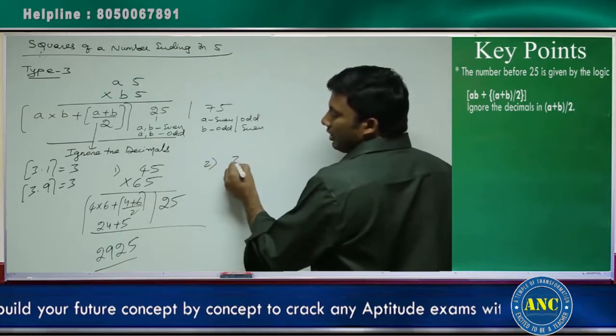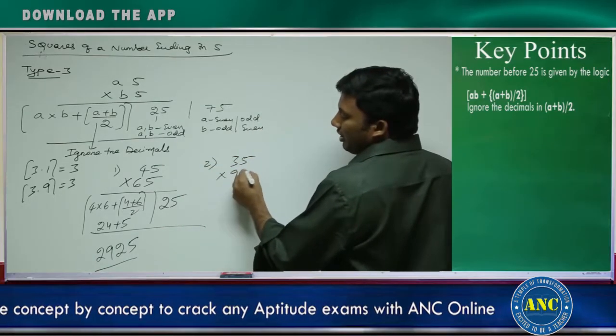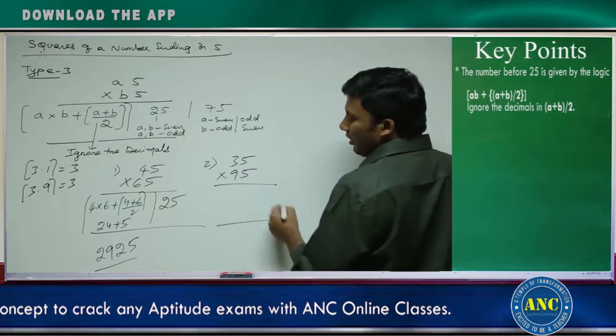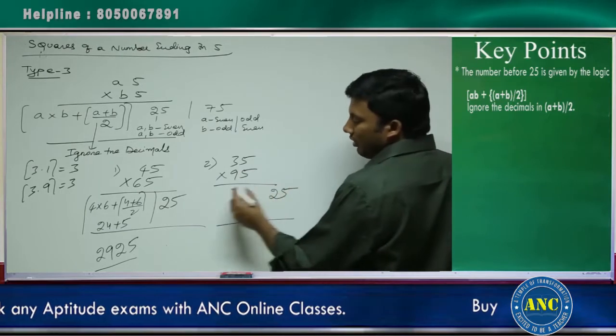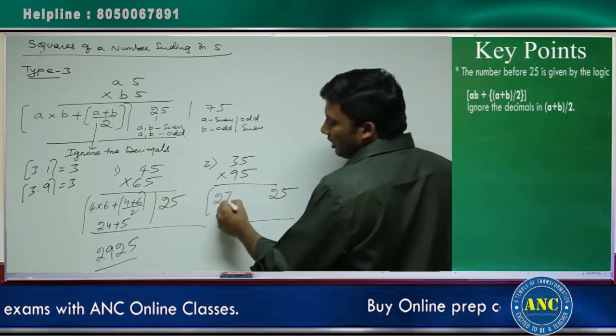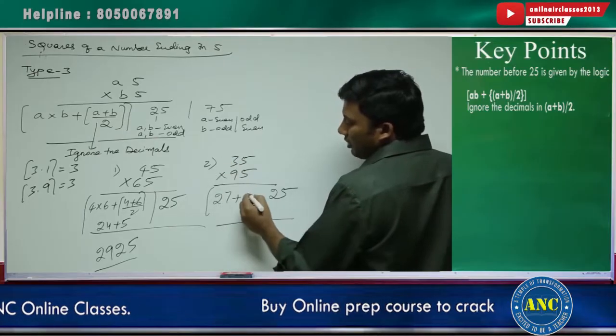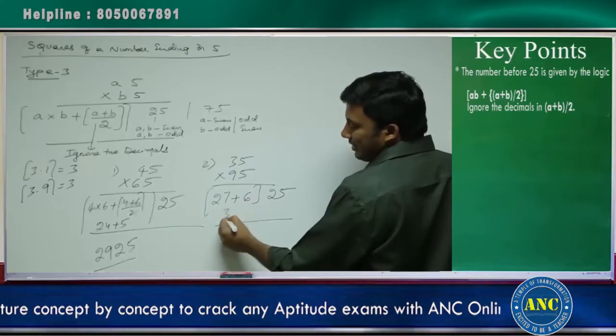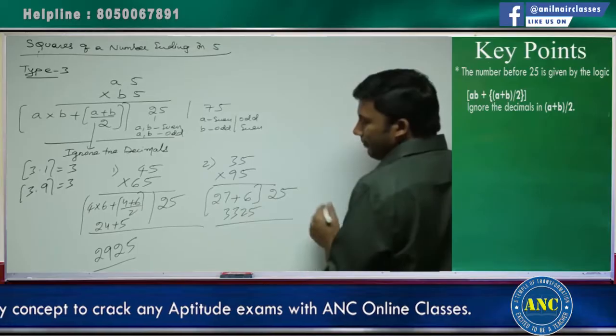Next example. 35 into 95. Odd 5 into odd 5. What are the last two digits? 25. 3 9s are 27. Plus (A plus B) by 2. 12 by 2, 6. 33, 25.